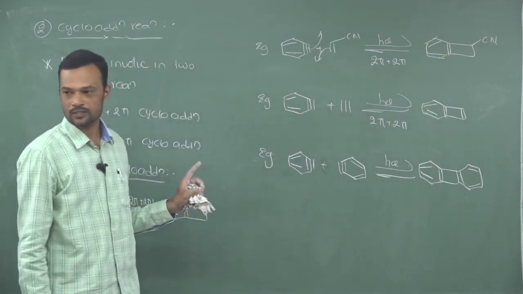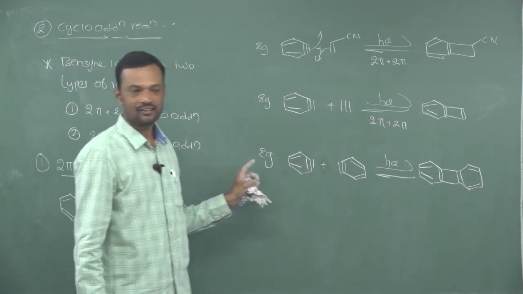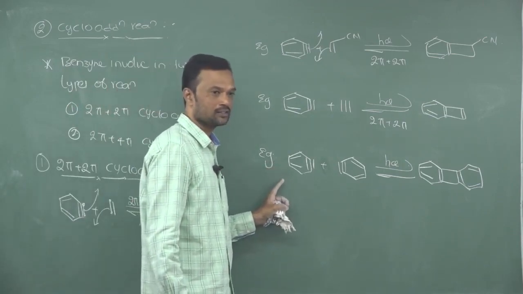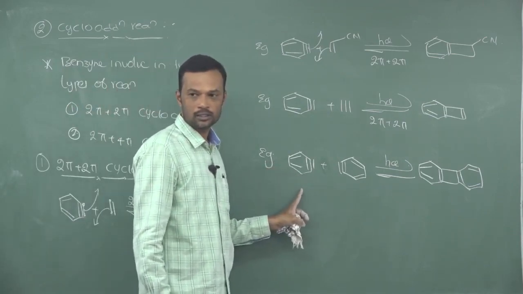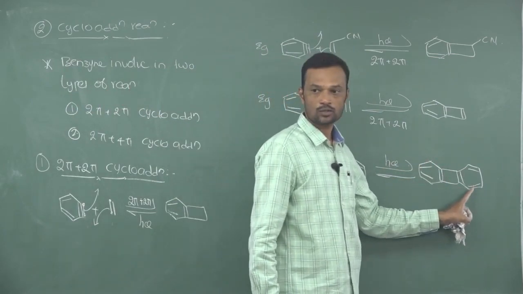You need to identify this. Somewhere I have given the concept of aromaticity. Benzene on dimerization gives benzidine. This is called benzidine.